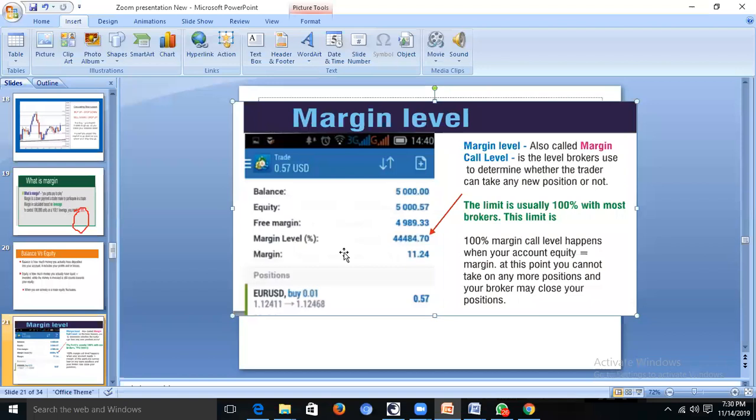Whenever you are in a trade, this is when you're already in a trade. Watch out for this on your MetaTrader. Watch out for this.